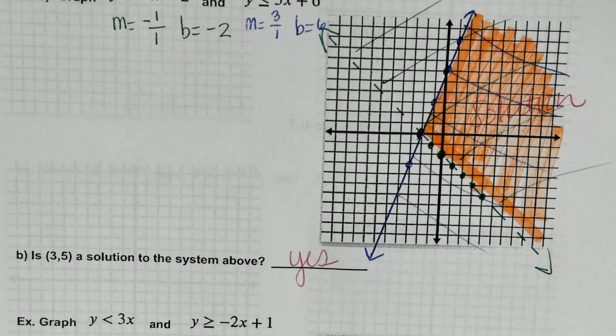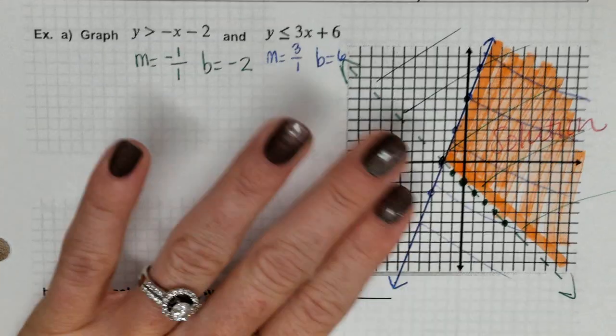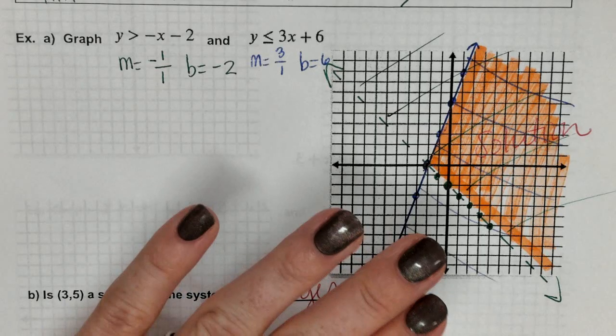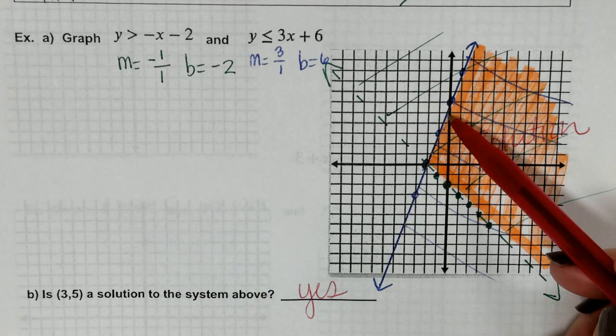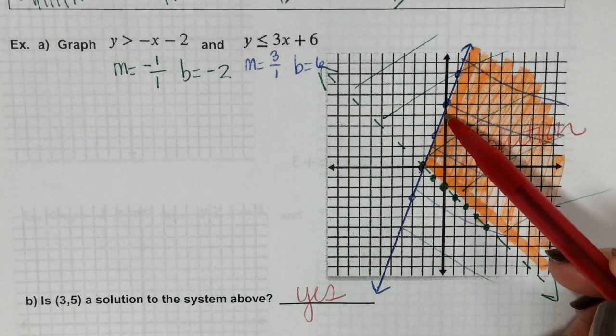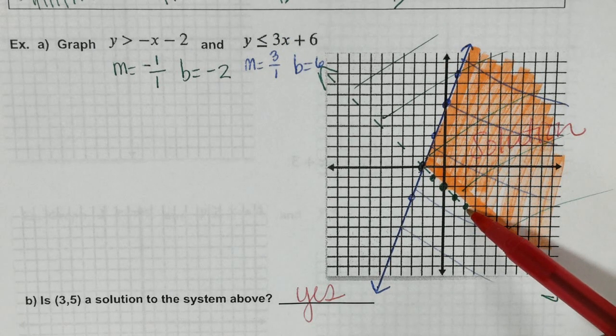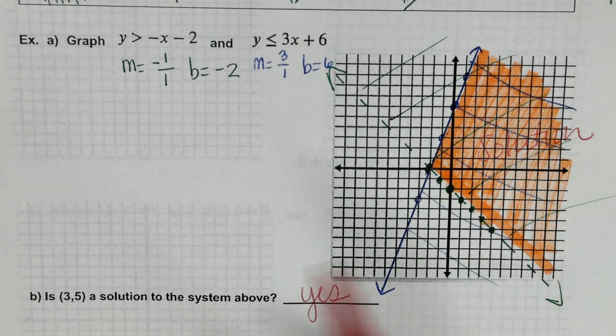Okay, let's go do the next one. Real quick, do y'all see how many spots you could mess up? If I shaded this dash, the whole thing's wrong. If I shaded this solid, the whole thing's wrong. So you've got to take your time, make sure you're doing every part correctly.